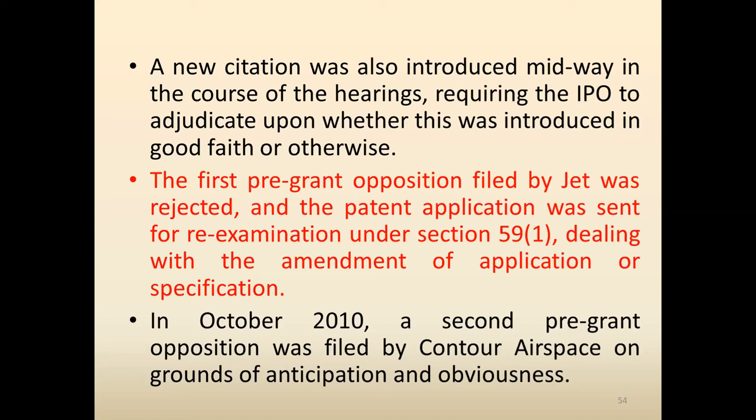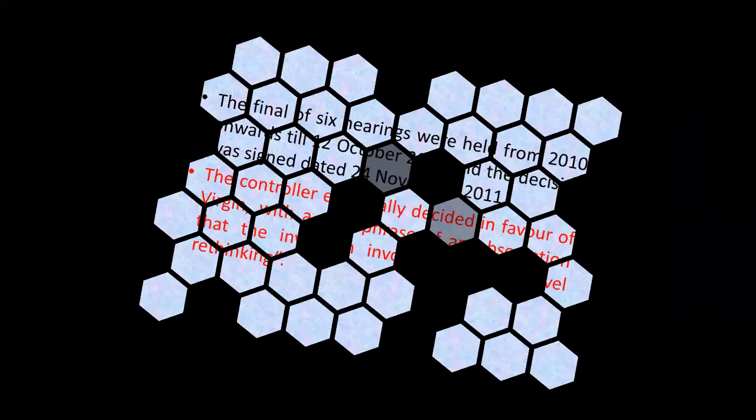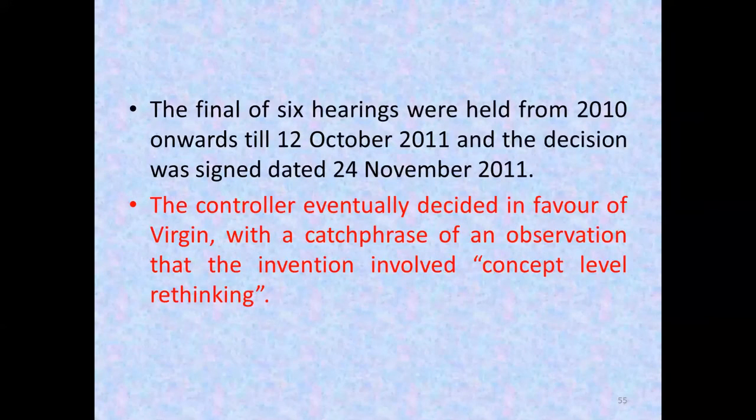We have to obtain the statements and evidence filed by Contour Aerospace, look into them, and then send them to the applicant. We have to give 3 months' time for the applicant to reply. And we see, right from step 1, everything starts again because it is a new opponent. All the steps from step 1 have to be initiated. And finally, again, a hearing with Contour Aerospace and Virgin Atlantic was given. In that case also, 6 hearings were conducted from 2011 onwards.